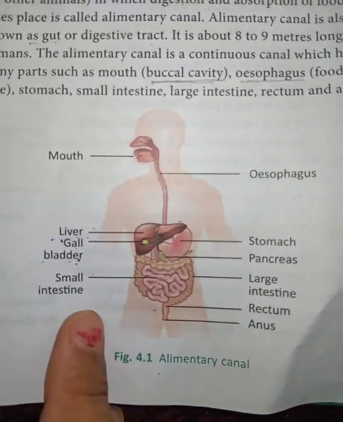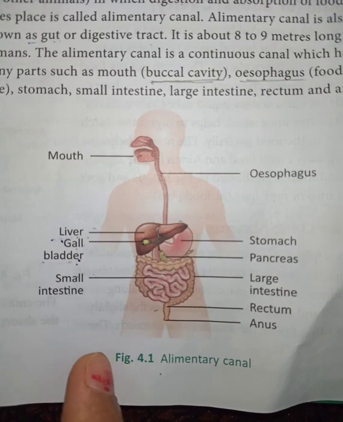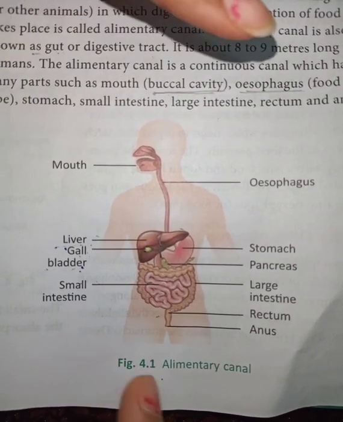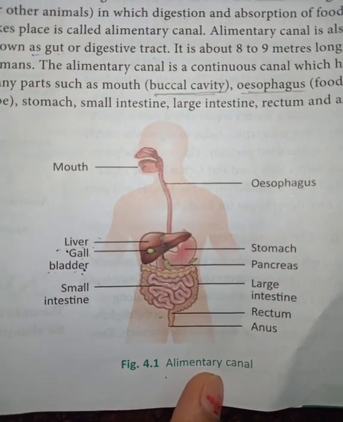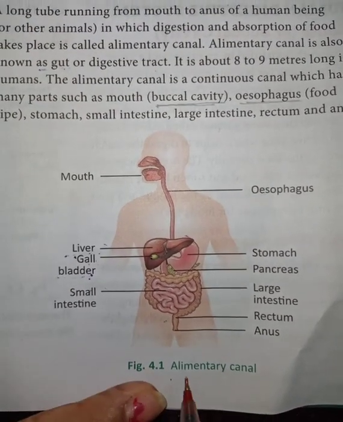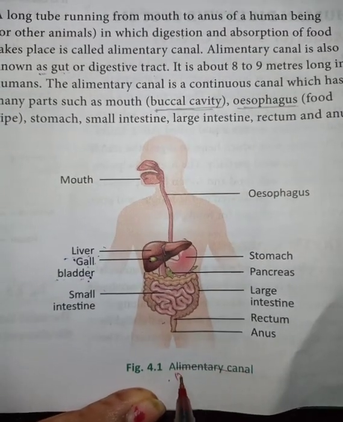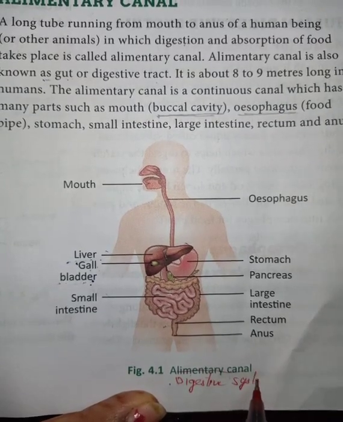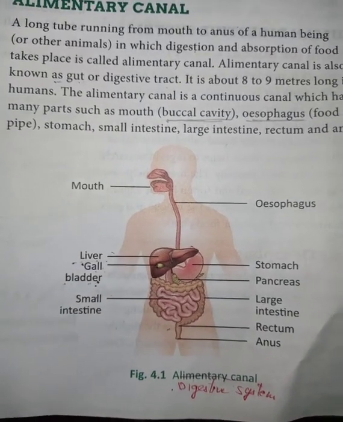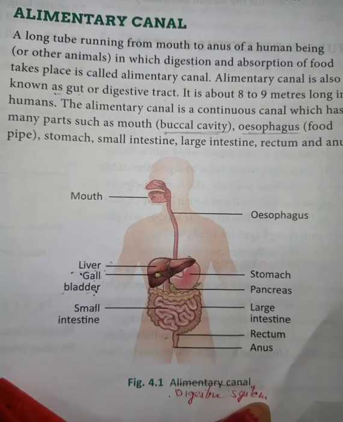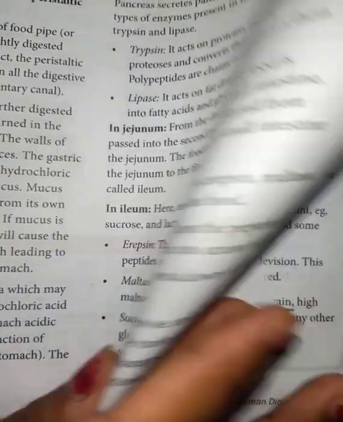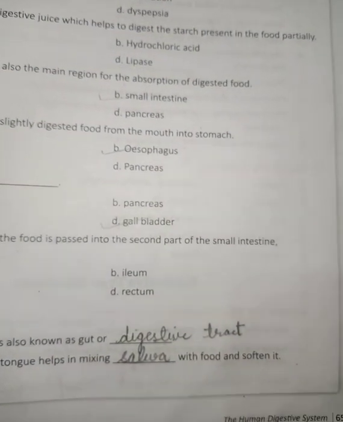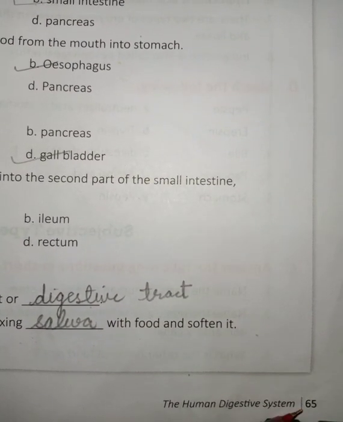This diagram you all have to draw in your classwork copy. Just write the name digestive system. Don't write alimentary canal. Simply cut that alimentary canal and write here digestive system. And then draw the diagram in your classwork copies. Is that clear? Now just take out your books, everyone, and take out page number 65.